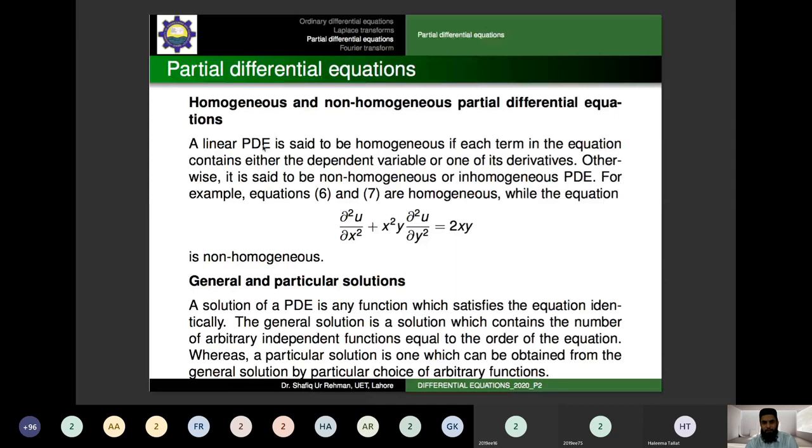Only then can we look into the consideration of whether it is going to be homogeneous or non-homogeneous. If you look into this example, we see that in that equation, yes, the first term on the left hand side does have a partial derivative of the dependent variable. The second term in the equation does have one too, but on the right hand side there is no dependent variable or its derivative. So what is the condition? If each term in the equation contains either the dependent variable or one of its derivatives, only then we say that it is going to be homogeneous.